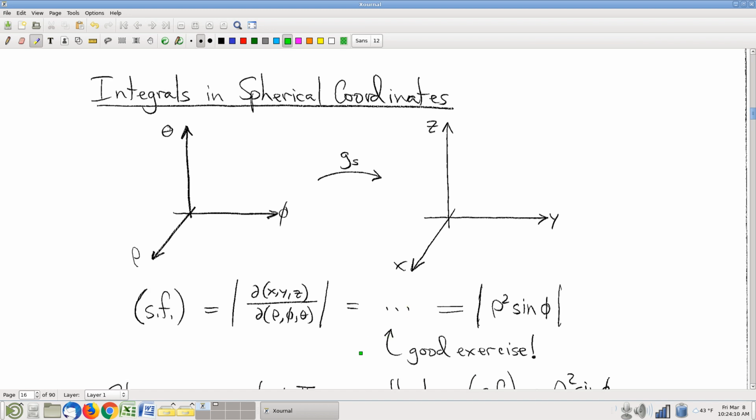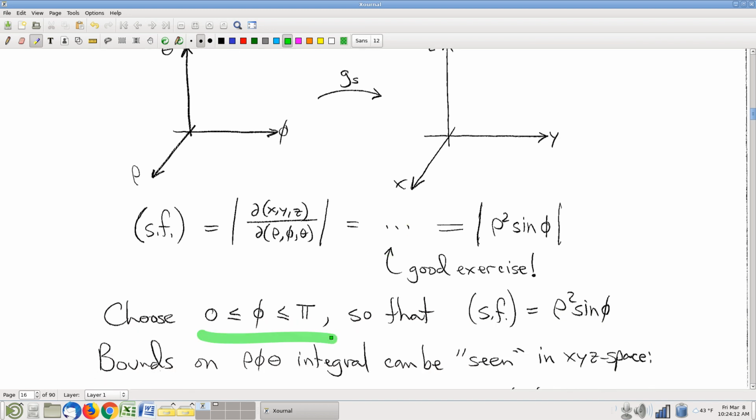Here's the answer. Don't forget that as long as you promise only to use values of phi that you wanted to use anyway, then you can lose the absolute values, and the stretching factor is just rho squared sine phi. Make sure to memorize that.